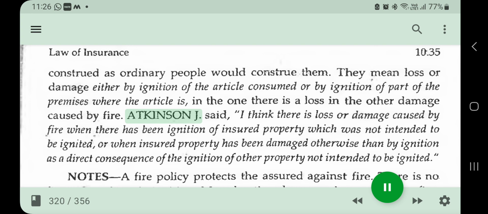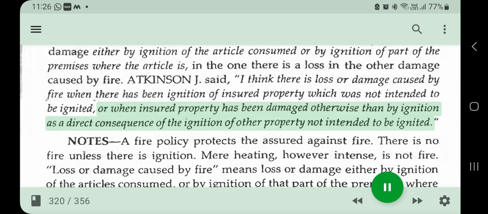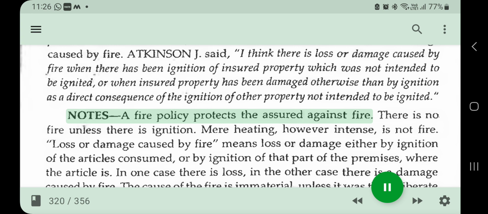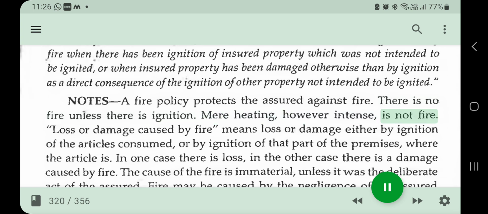Atkinson J. said, "I think there is loss or damage caused by fire, so there has been ignition of insured property which was not intended to be ignited, or when insured property has been damaged otherwise than by ignition as a direct consequence of the ignition of other property not intended to be ignited." Notes: a fire policy protects the assured against fire. There is no fire unless there is ignition. Mere heating, however intense, is not fire.